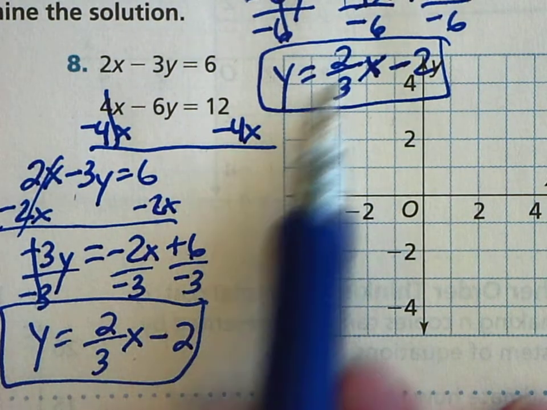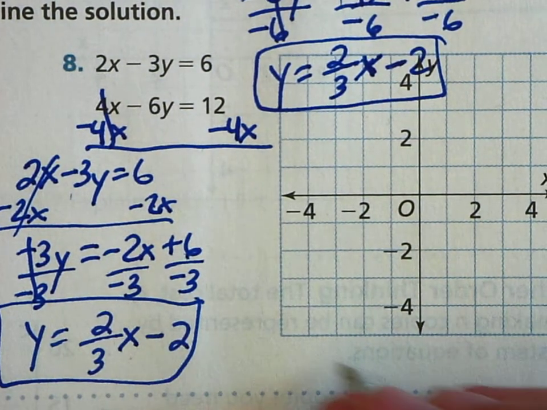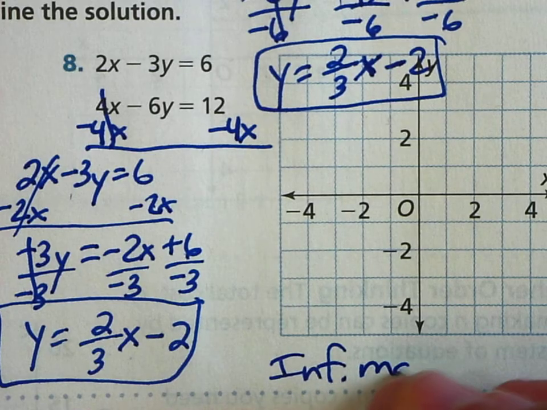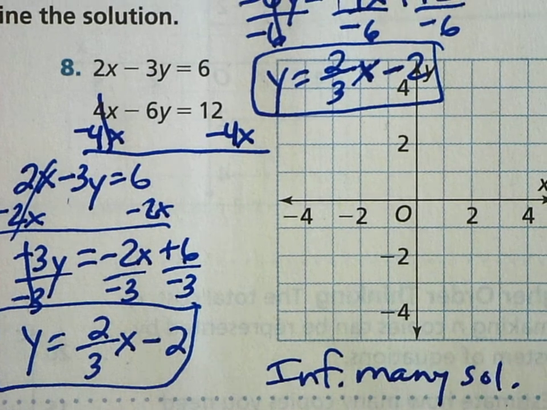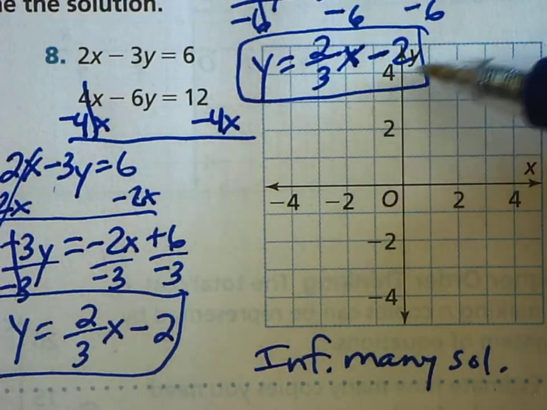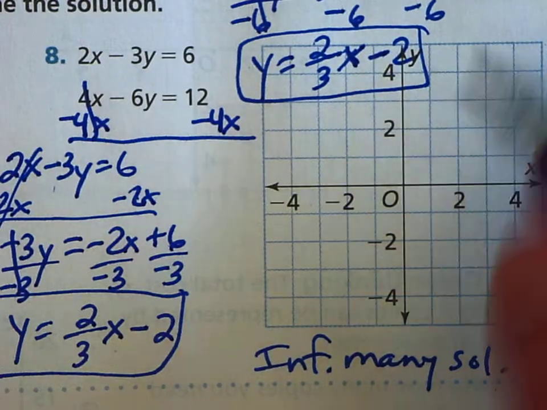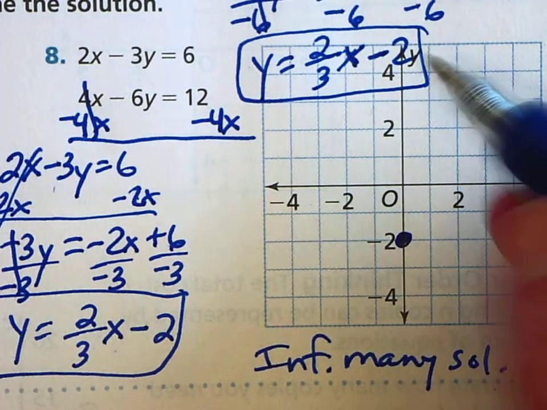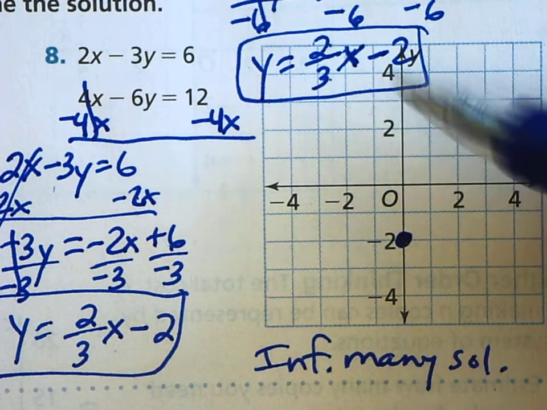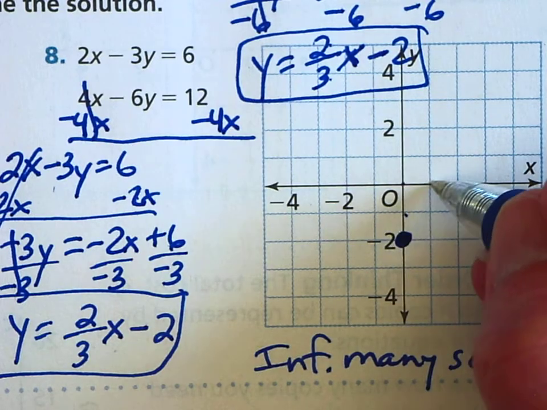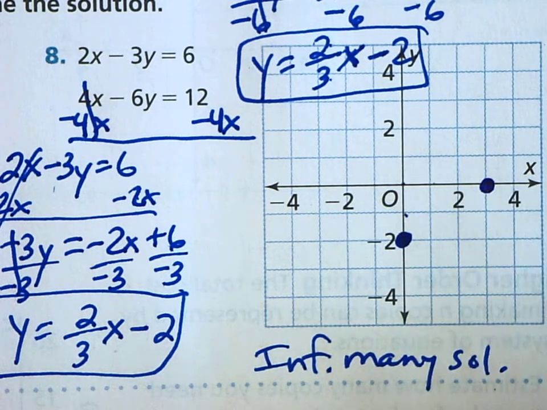Okay, so if you're looking at both of these equations, this is the same line twice. So I am writing infinitely many solutions, and now I'm graphing it. I only have to graph this one time because it's the same line twice. So find -2 on the y, graph your y-intercept first, and then we're going to rise 2 and run 3. Go up 2 and over 3.